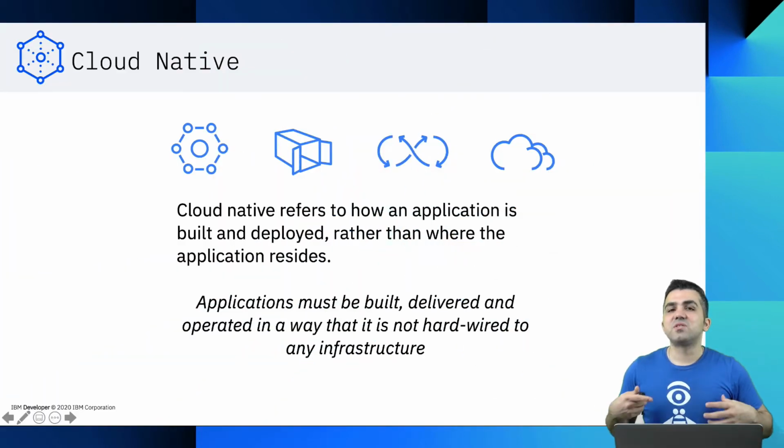Cloud native refers to how an application is built and deployed rather than where the application resides. It basically defines that the application must be built, delivered, and operated in a way that it is not hardwired to any infrastructure.